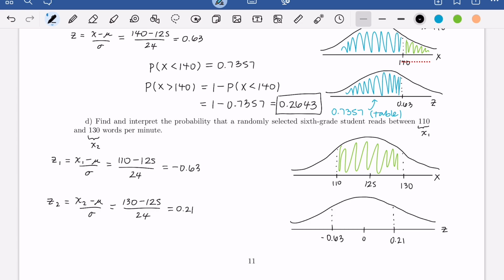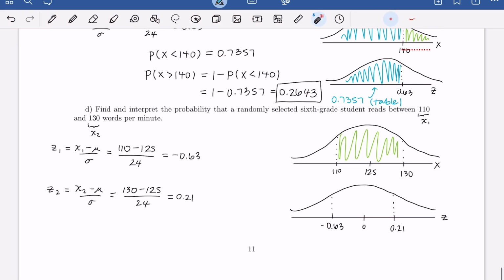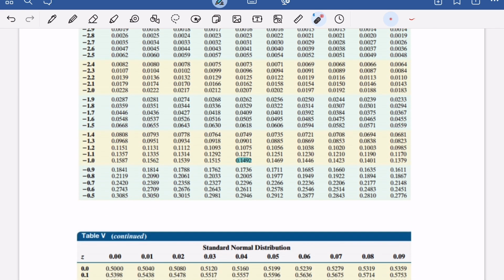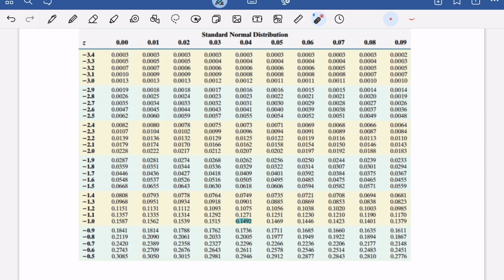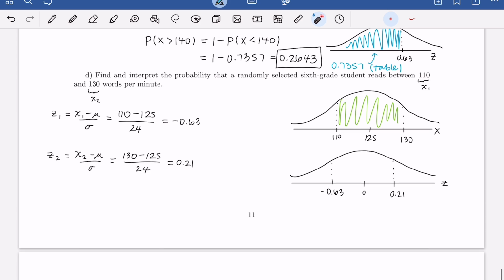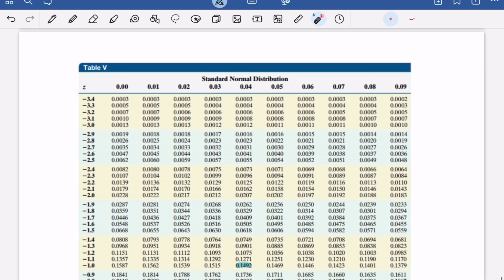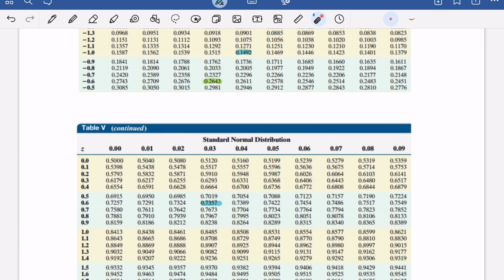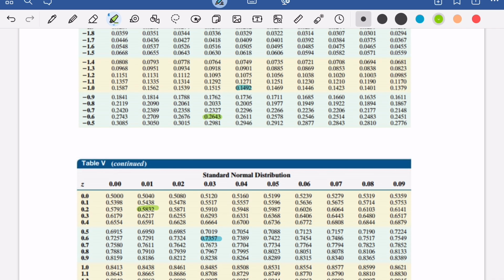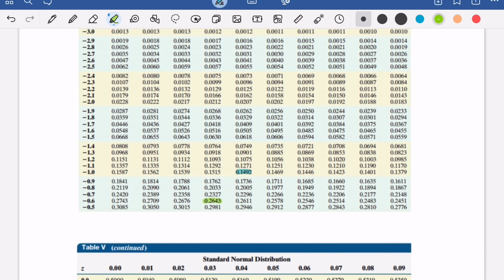Okay, so what's happening here, we're going to look at our table 5 and find the corresponding area to these z-scores here. So negative 0.63, we have negative 0.6, and then 3. So 0.2643. Let's do this a different color. 0.2643. And our second z-score was 0.21. So 0.21 is given by 0.5832. Okay, so these are the areas under our normal curve here.